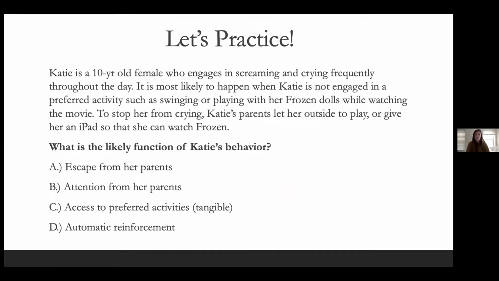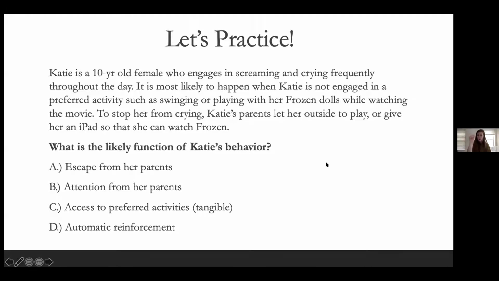a 10-year-old female who engages in screaming and crying frequently throughout the day. It is most likely to happen when Katie is not engaged in a preferred activity, such as swinging or playing with her Frozen dolls while watching a movie. To stop her from crying, Katie's parents let her outside to play or give her an iPad so that she can watch Frozen. So what is the likely function of Katie's behavior?